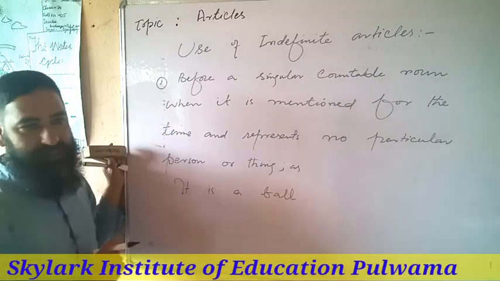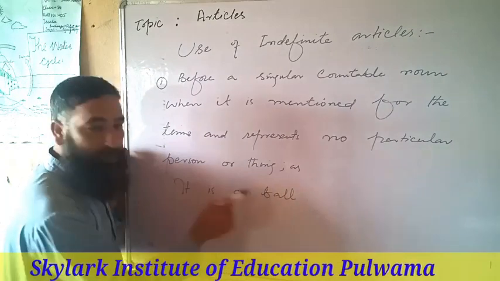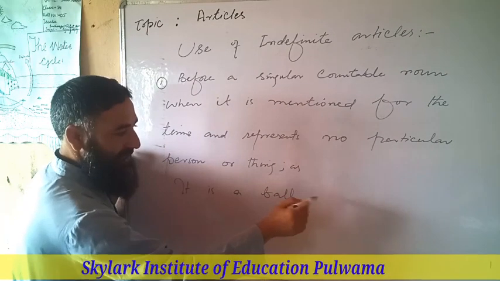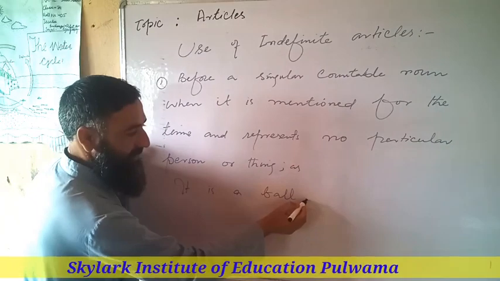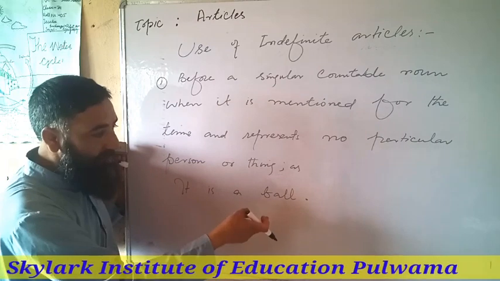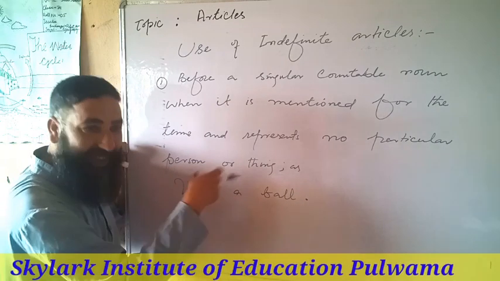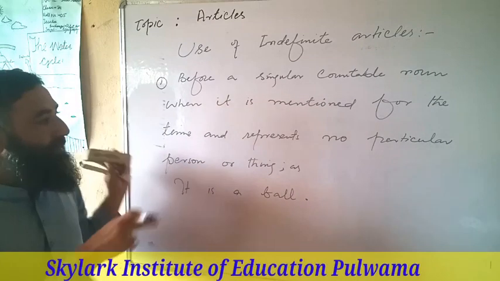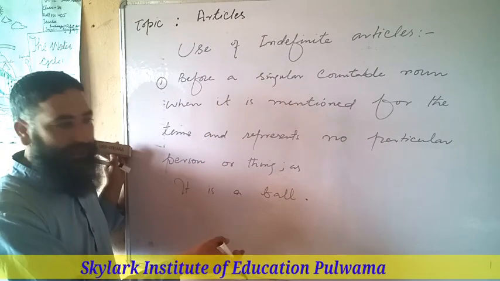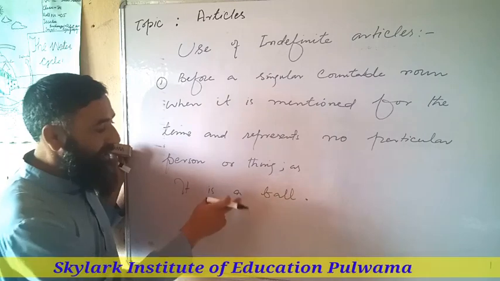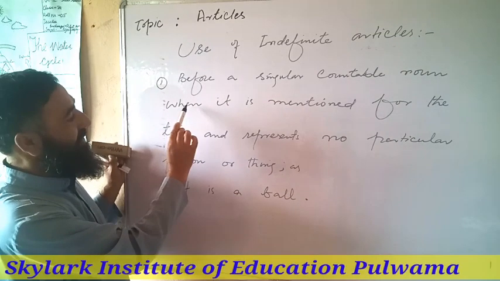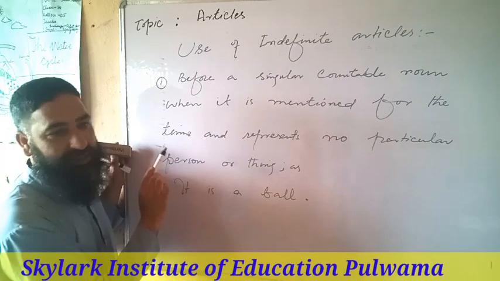It is a ball. See, you have mentioned this ball for the first time. If you are continuing this sentence, then you will mention this ball another time. At that time you will not use "a", because if you are mentioning the same thing next time, then it becomes particular. It will not take "a". That is what I have written here: when it is mentioned for the first time.